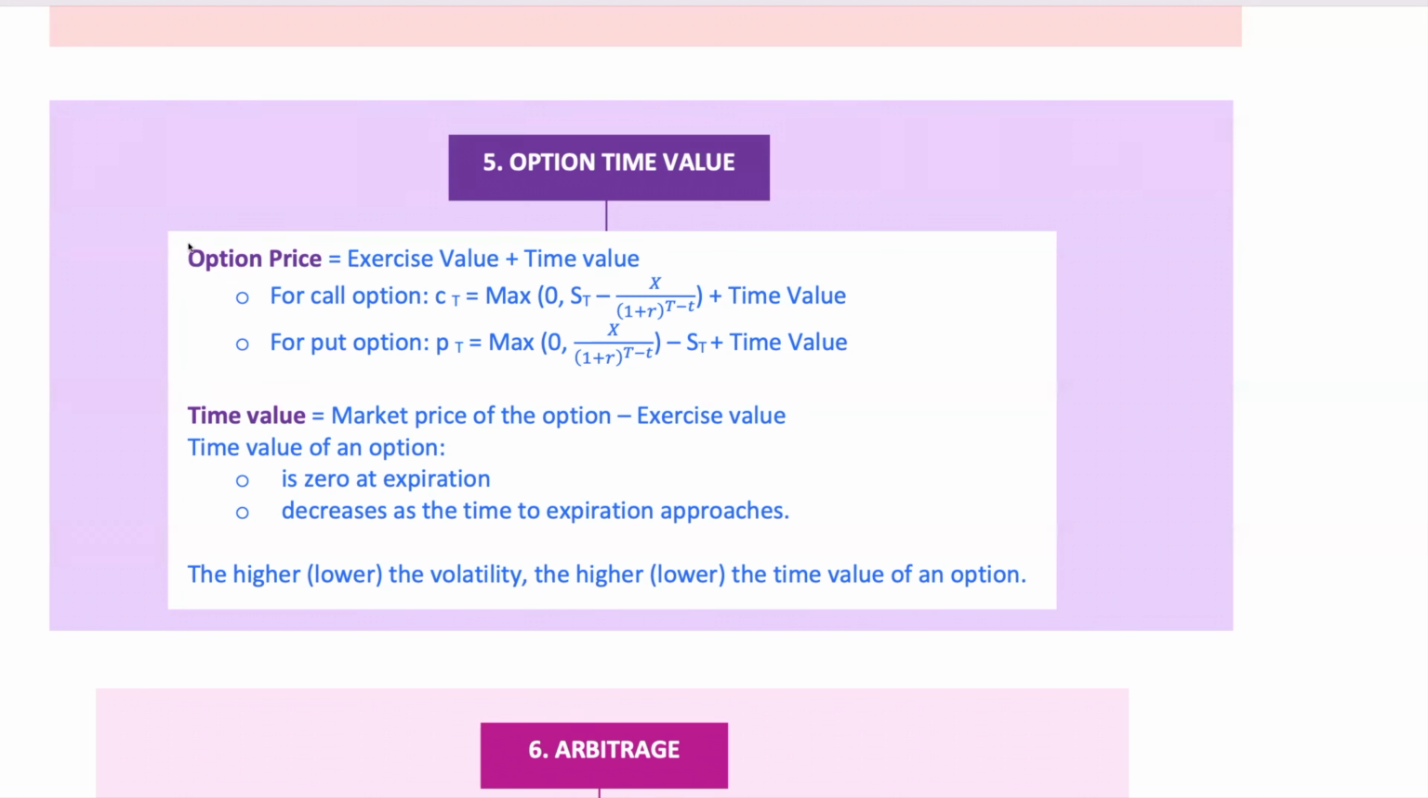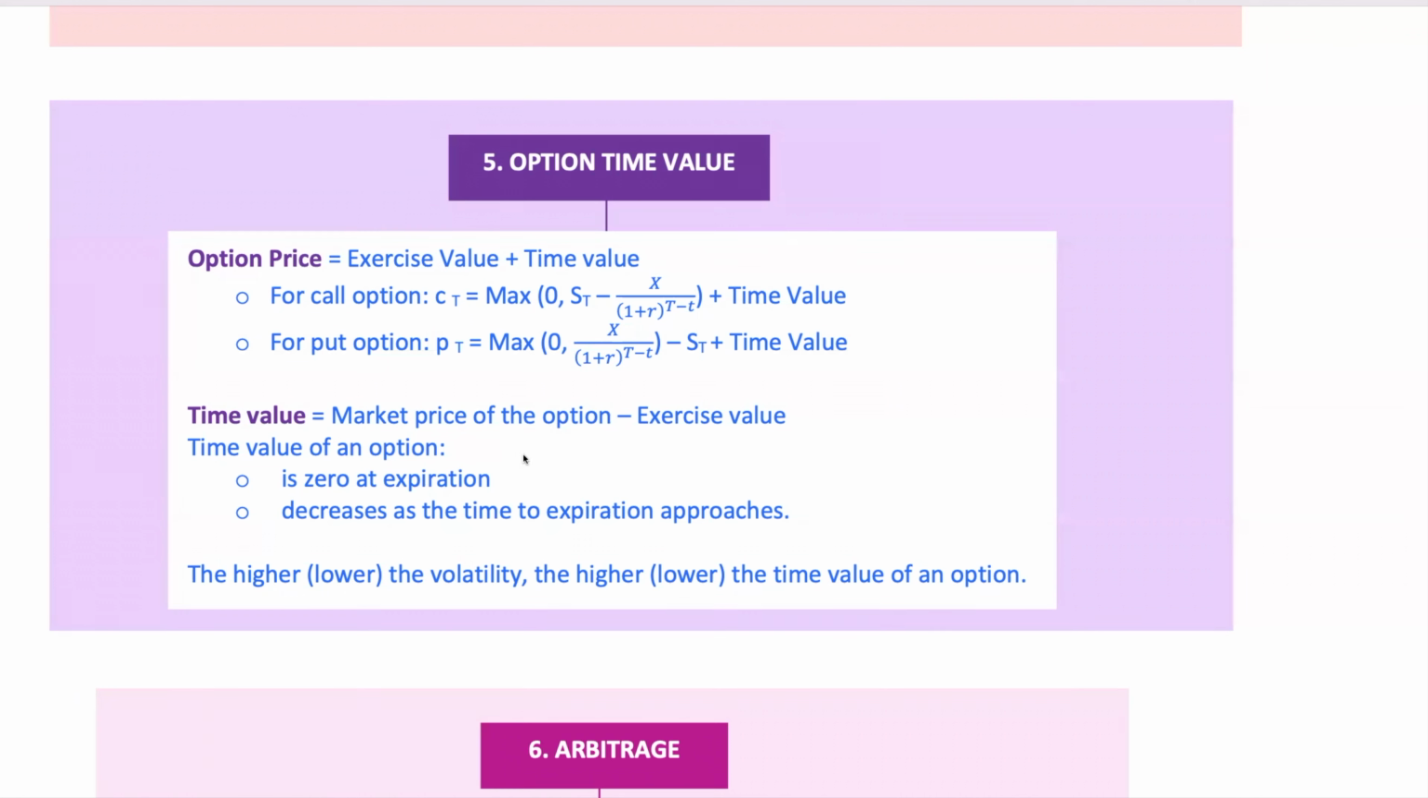Here's a handy little formula to keep in mind. An option's price in the market is its exercise value plus its time value. That means if a call option is sitting at an intrinsic value of 5, but it trades in the market for 7, the extra 2 is what we call its time value. This chunk of value reflects the possibility that the underlying price could move favorably for you before expiration.